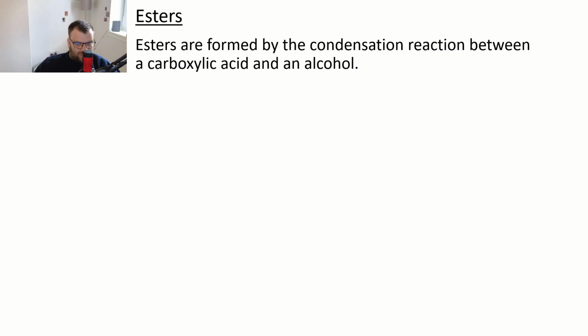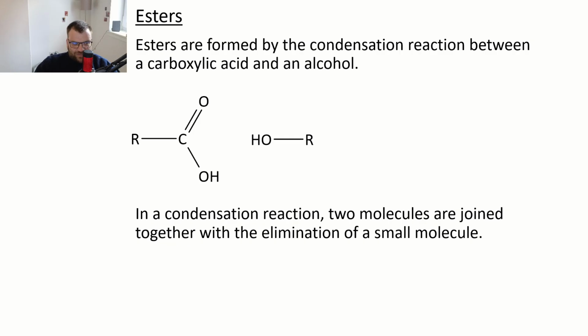Esters are chemicals formed by the condensation reaction between carboxylic acids and alcohols. The carboxylic acid on the left has a carboxyl group, C double bond O OH, and an alcohol has a hydroxyl group, an OH group. In this video, you see R used to represent the rest of the molecule, the variable alkyl group. So there might be 4, 3, 2, 1 carbon coming off it. It's not important for how they react together. A condensation reaction happens when two molecules join together and eliminate a small molecule. It's usually water. It doesn't always have to be.